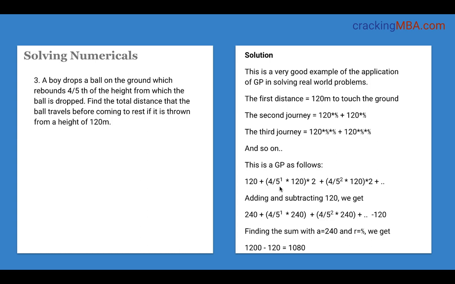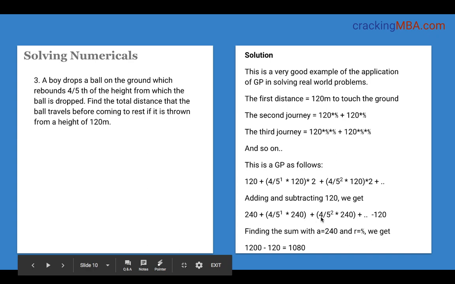We can see it is 120 plus 4/5 of 120 into 2 because it will rebound, and it will continue like this. Here we clearly see that 120 is out of place. So to ensure consistency and form a proper GP, we add 120 and subtract 120, and we get a proper GP as follows: 240 plus 4/5 of 240 plus (4/5) square of 240 plus so on, minus 120 because we are subtracting 120. So here this is the GP with a equal to 240 and r equal to 4/5, and we get the sum as 1200 minus 120, which is equal to 1080.